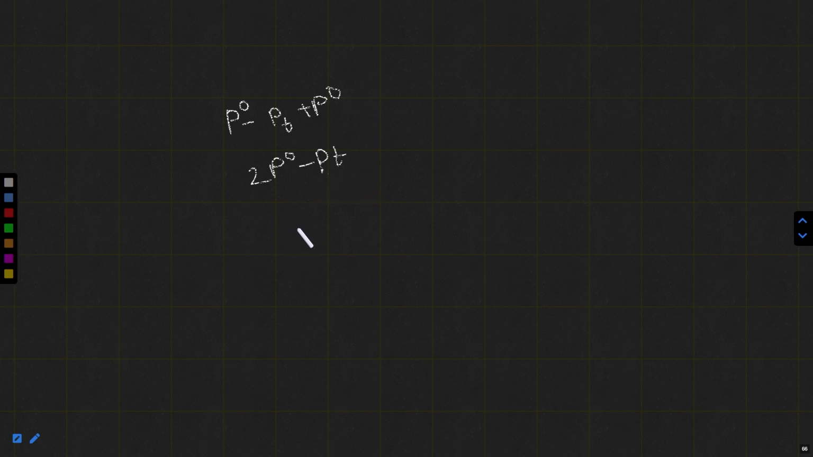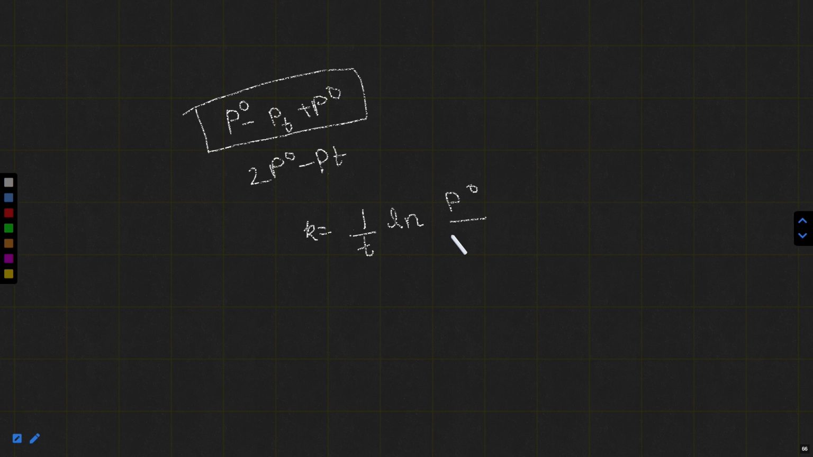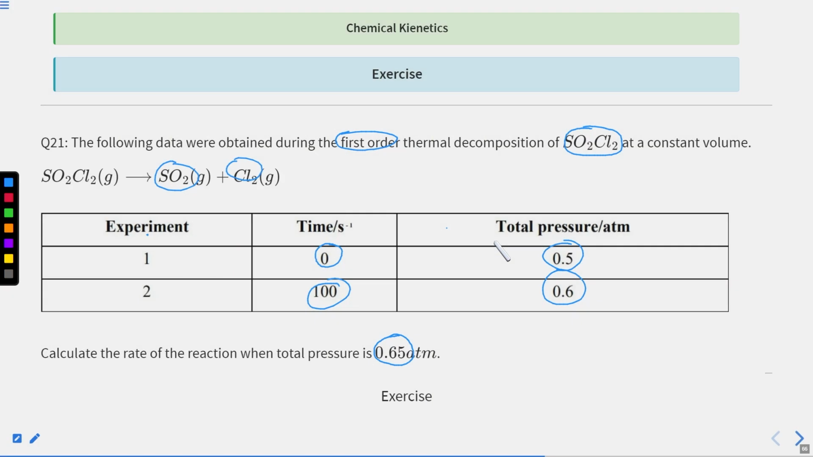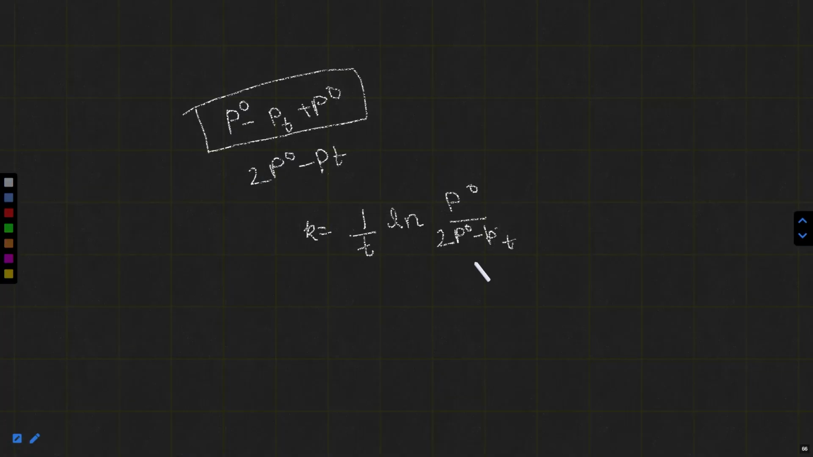Now can we write the rate law? Yes, we can write. It is a first order reaction, so K is equal to 1 by t ln of initial pressure P naught over final pressure, which we have calculated as P naught minus p, that is equal to 2 P naught minus PT. Now what we have to calculate? We have to calculate the rate when the total pressure is 0.65.